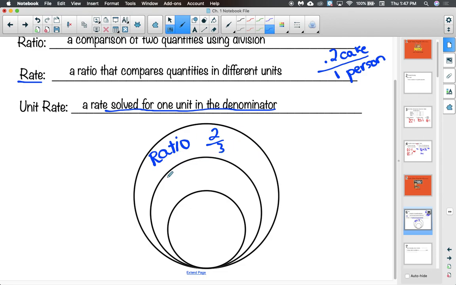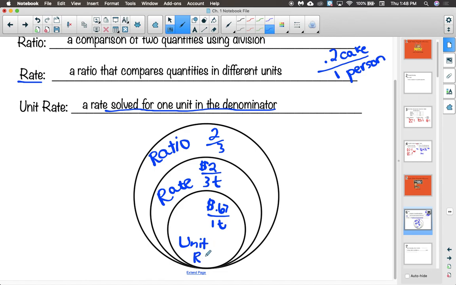If I make that ratio a little more strict and I add some units and I make it $2 for 3 tickets, I'm just going to put a T to represent tickets. Now I've turned it into a rate, which is a little bit more specific. It's a type of ratio, but it has units in it, the dollars and the tickets. Now I can take my rate, do a little bit of division, and solve for 1 ticket, and I get 67 cents for 1 ticket. And I did that math, and that became a unit rate because it has a 1 in the denominator.